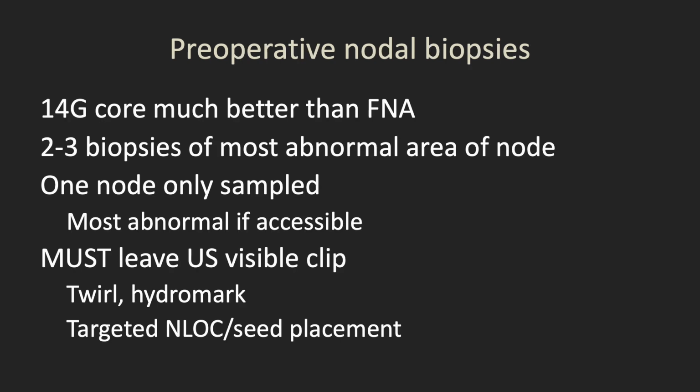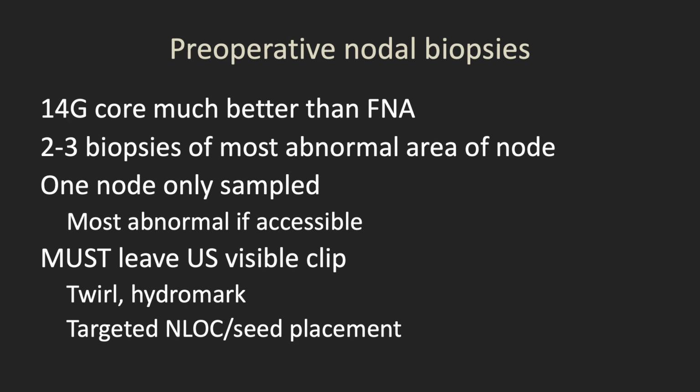Let's talk about a few guidelines and hints for axillary nodal biopsies. So 14-gauge biopsies are going to be much better than FNAs. We don't do any FNAs nowadays. Try and get 2 or 3 biopsies of the most abnormal area of the nodes we talked about, not the normal context. Generally speaking, we only sample 1 node, and we go for the most abnormal node unless we can't get at that one, in which case it would be the second most abnormal node.